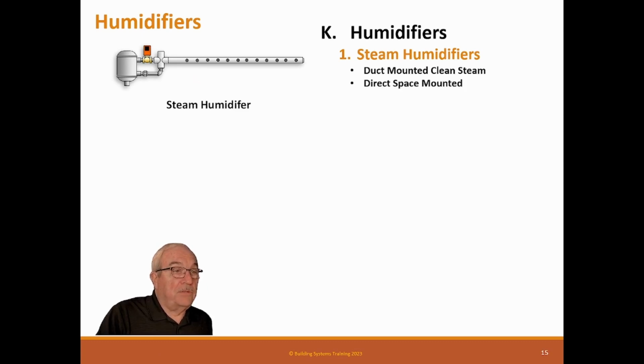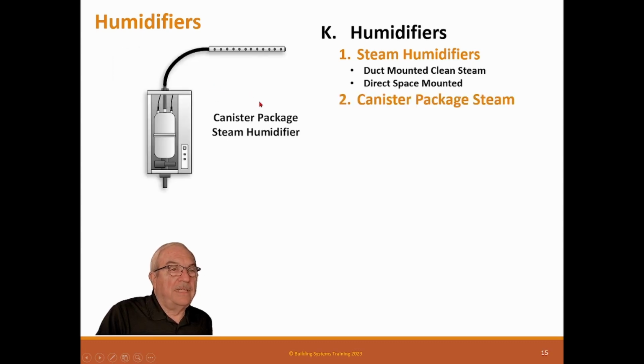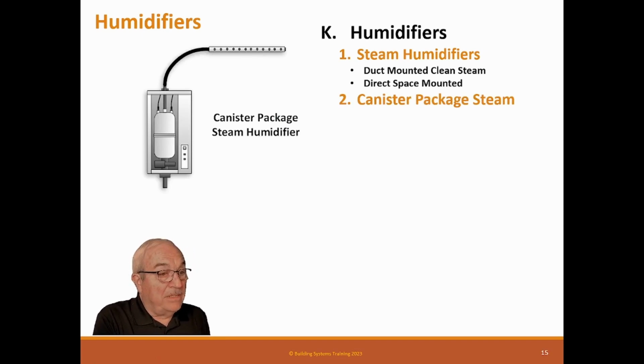Direct space mounted, you could get these in direct space that have a fan built on them. You could also get the canister type. Now this is a package unit answer to steam heat. You don't need a boiler. You just hook these up. These have a canister in here with calrod rods in them, and the electricity causes the water to turn to steam, and then a hose goes up to a steam accumulator in the unit.